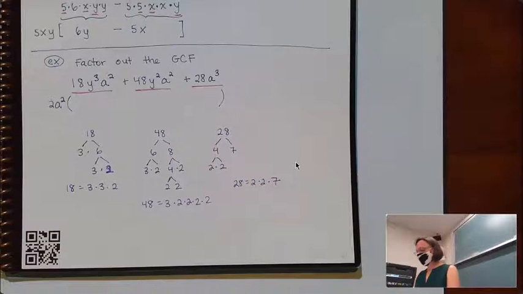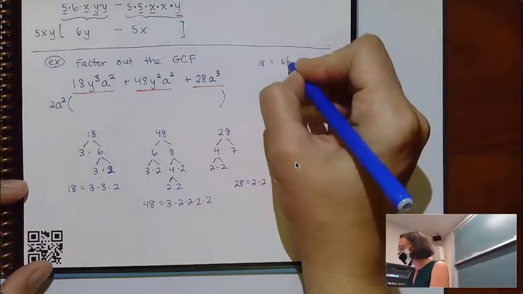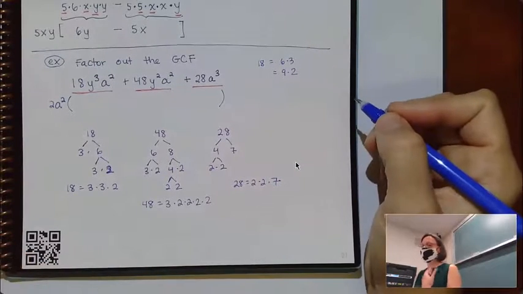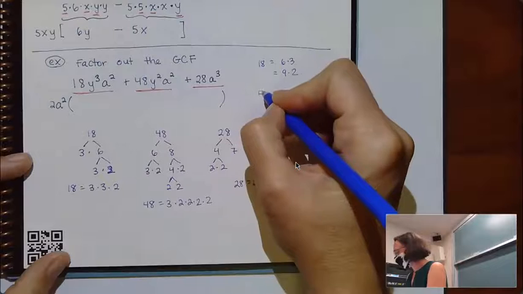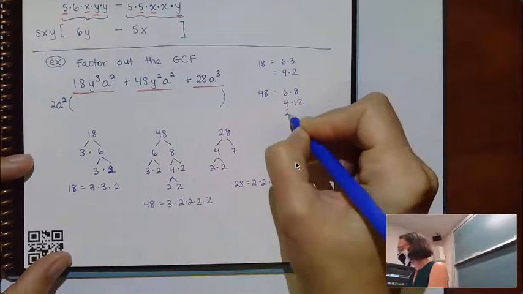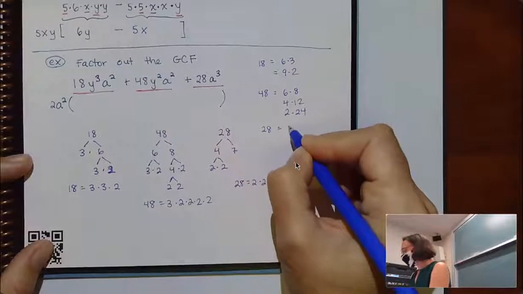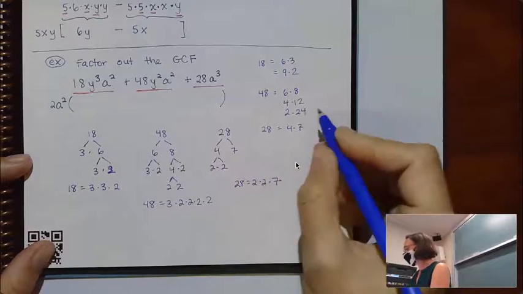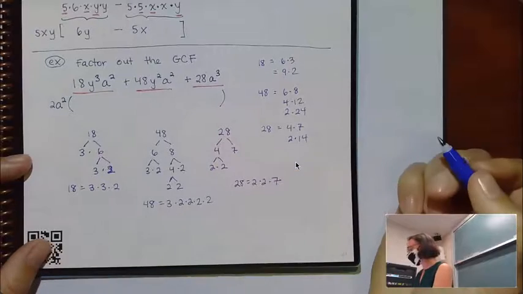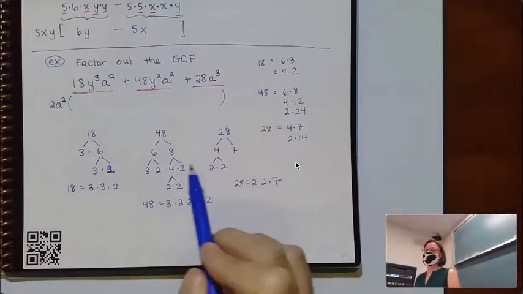So what I'm thinking is, okay, what are the different ways I can write 18? I can write it as 6 times 3. I can write it as 9 times 2. Genuinely, that's what I'm doing in my head. I'm thinking about that 48 and I'm like, oh, well, that's 6 times 8. That's 4 times 12. That's 2 times 24. 28, all I got is 4 times 7. And then I'm like, oh, wait, but I guess I could also write that as 2 times 14. This is what I'm doing in my head. I'm not doing prime factorization.